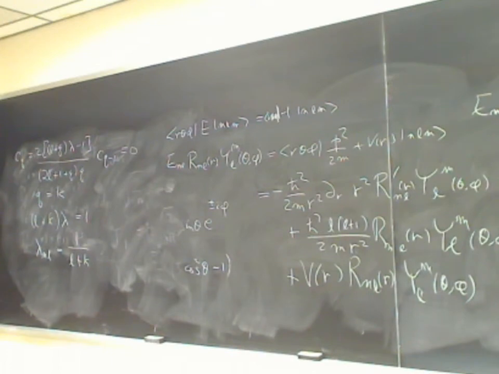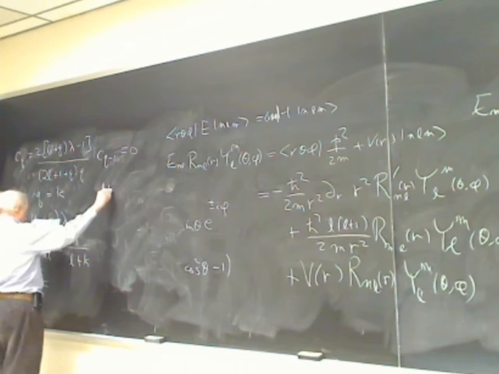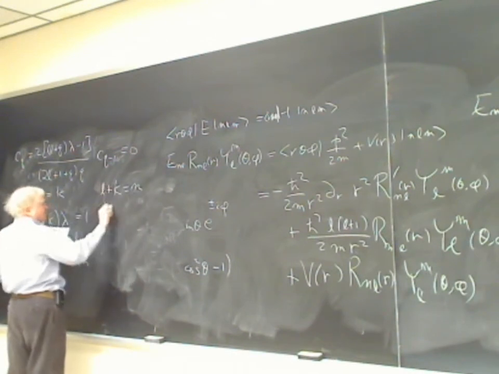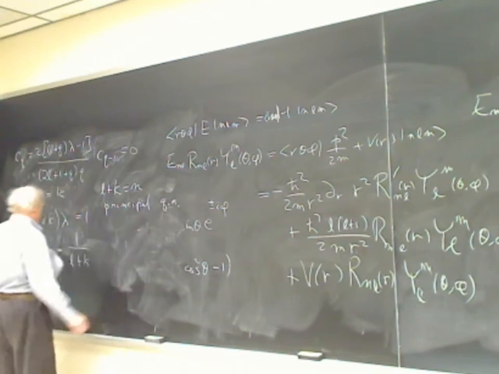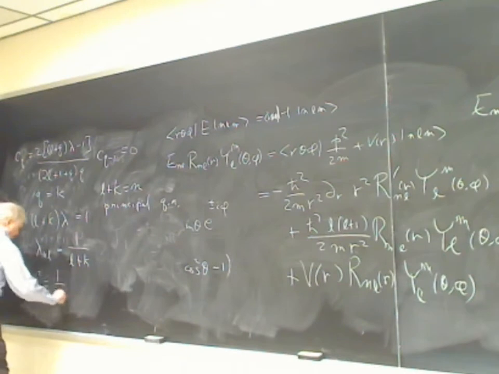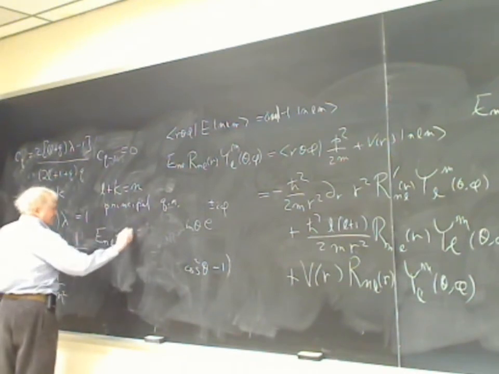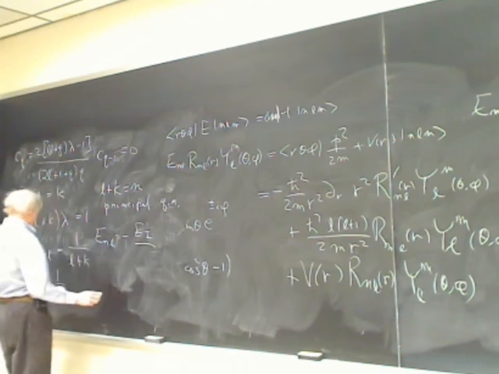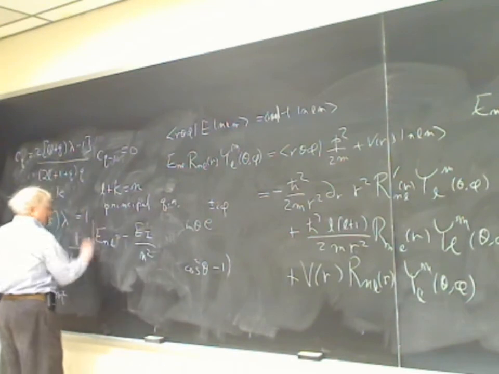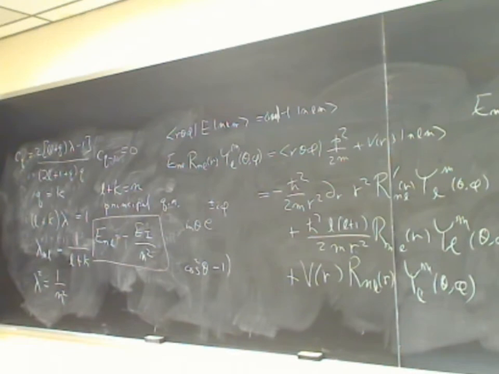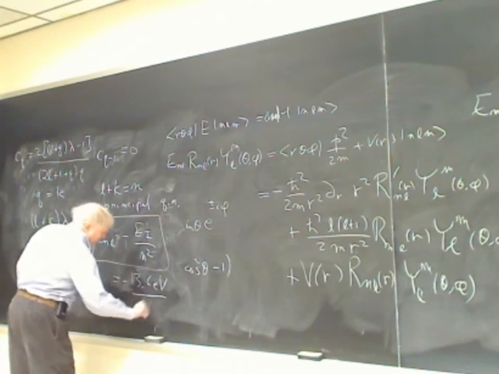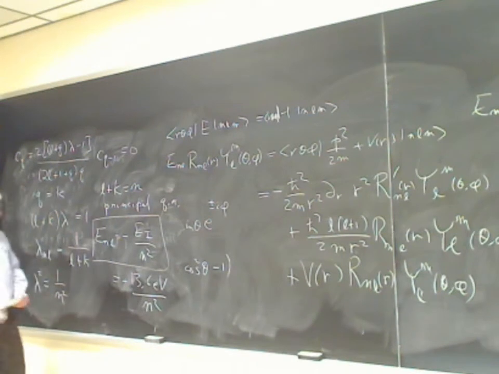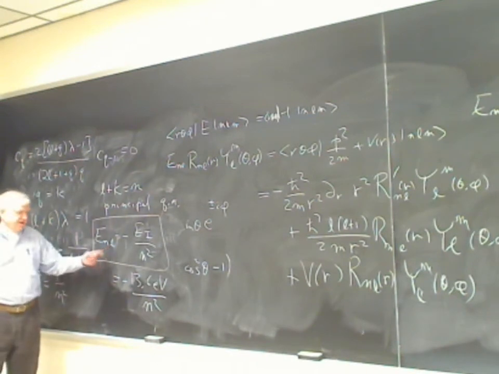And now we remember that, in fact, this L plus K is what we're going to set equal to N, the principal quantum number. So lambda squared, then, is 1 over N squared. And then E sub N, remember, is minus E sub I times lambda squared. So it's E sub I over N squared, this thing being 13.6. So this is minus 13.6 eV over N squared. And as foretold, because of the hidden symmetry, it doesn't depend upon L. Because of the rotational invariance, it doesn't depend upon M.